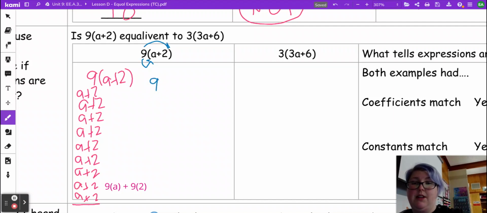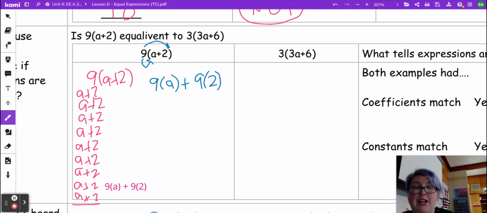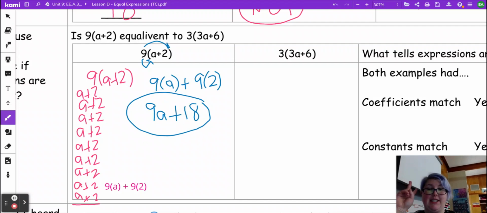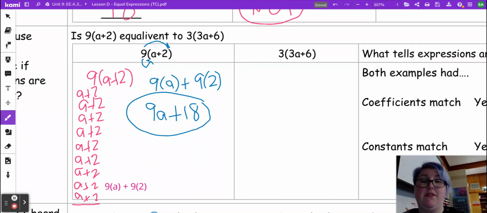So this becomes 9 times A plus 9 times 2. You'll notice we got the exact same expression. We need to simplify further because this becomes 9A plus 18, which is as simple as it gets. You're going to get down to 2 terms because you have a variable and you have a constant.